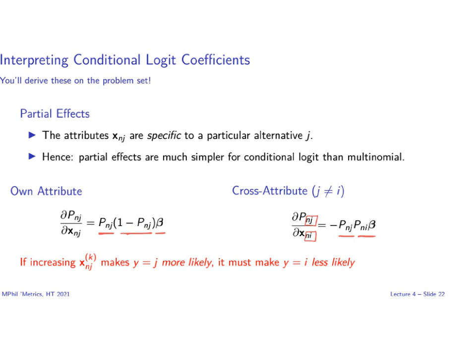Notice from these expressions that if increasing a particular attribute x n j k makes the decision maker more likely to choose alternative j, then it must make her less likely to choose alternative i. That's because p n j times 1 minus p n j and p n j times p n i are both positive. So the sign of the own effects corresponds to those of the coefficients beta, while those of the cross effects have the opposite sign.